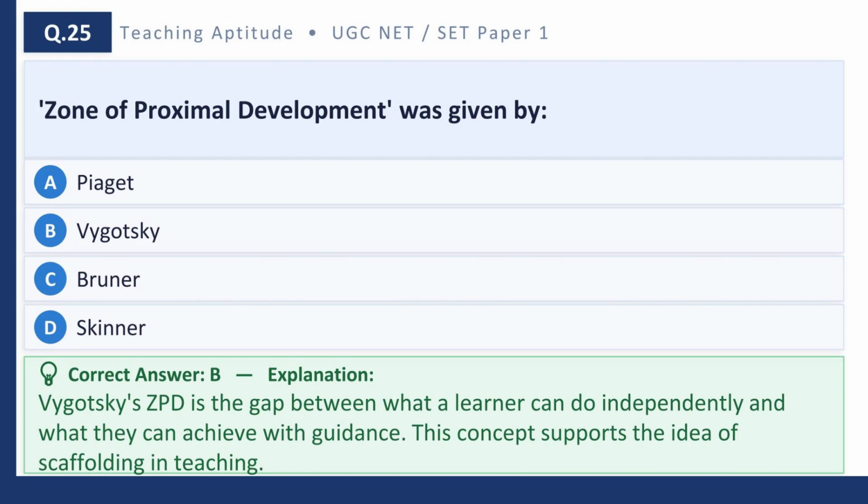The concept of the zone of proximal development, or ZPD, was introduced by Vygotsky. It describes the crucial gap between what a learner can do on their own and what they can achieve with a bit of guidance. This idea is the foundation of scaffolding, where teachers provide support to help students reach higher levels.